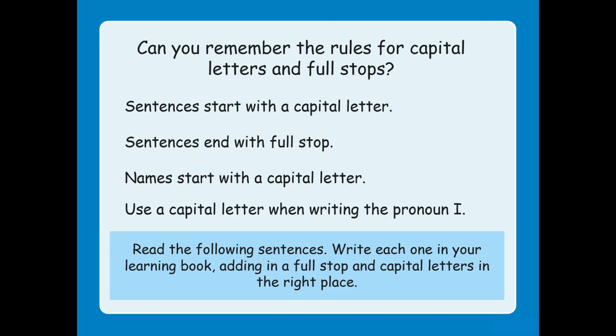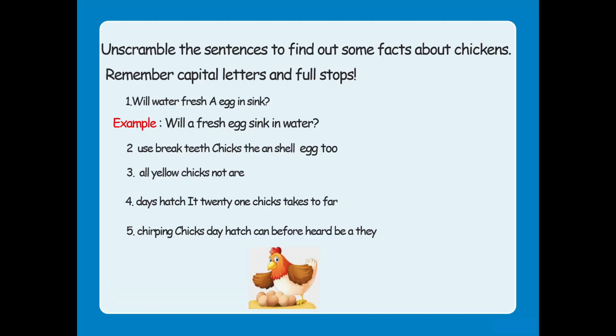So read the following sentences. Write each one in your learning book, adding in a full stop and capital letters in the right place. And you also need to put the words in the correct order for the following task to make sure that the sentences make sense. So unscramble the sentences to find out some facts about chickens. And remember your capital letters and full stops.